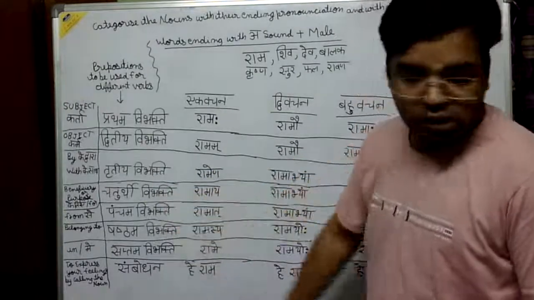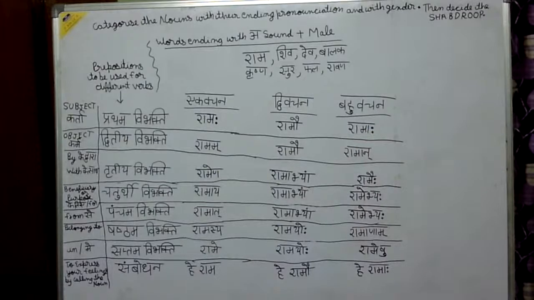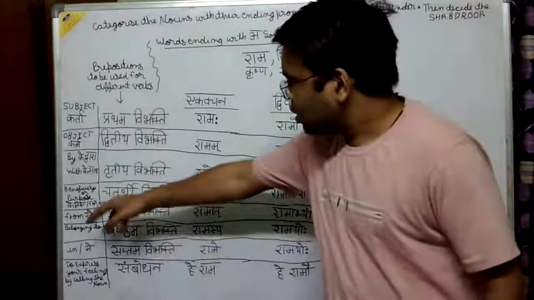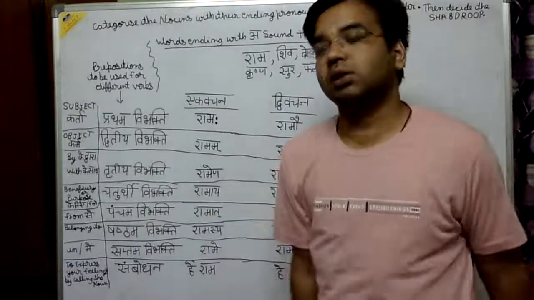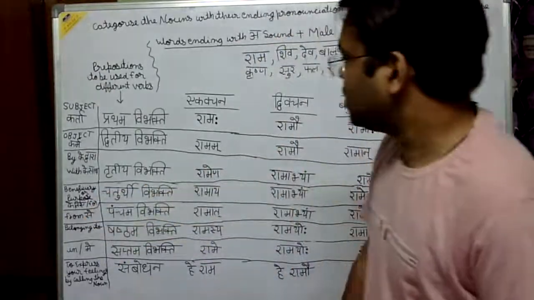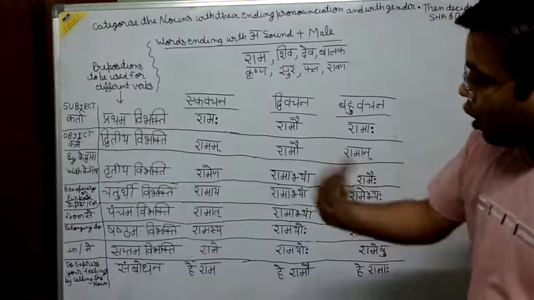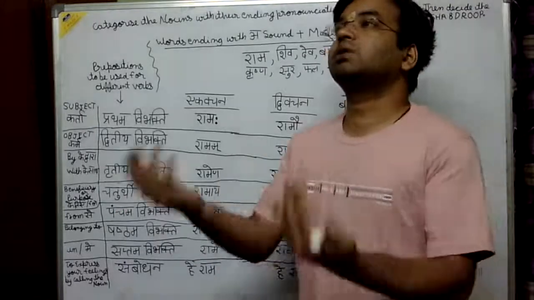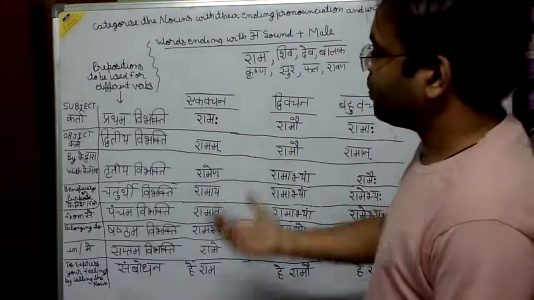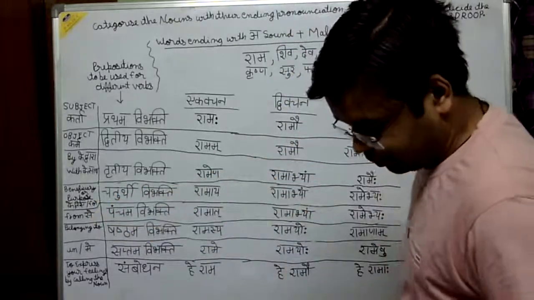Chaturthi Vibhakti is always used in those cases where there is some beneficiary, like we are giving something to some other person. So, to whom we are giving, that would be the beneficiary, and for that beneficiary, we will use Chaturthi Vibhakti. Or, if we are doing something for some purpose, for denoting that purpose also, we use Chaturthi Vibhakti.